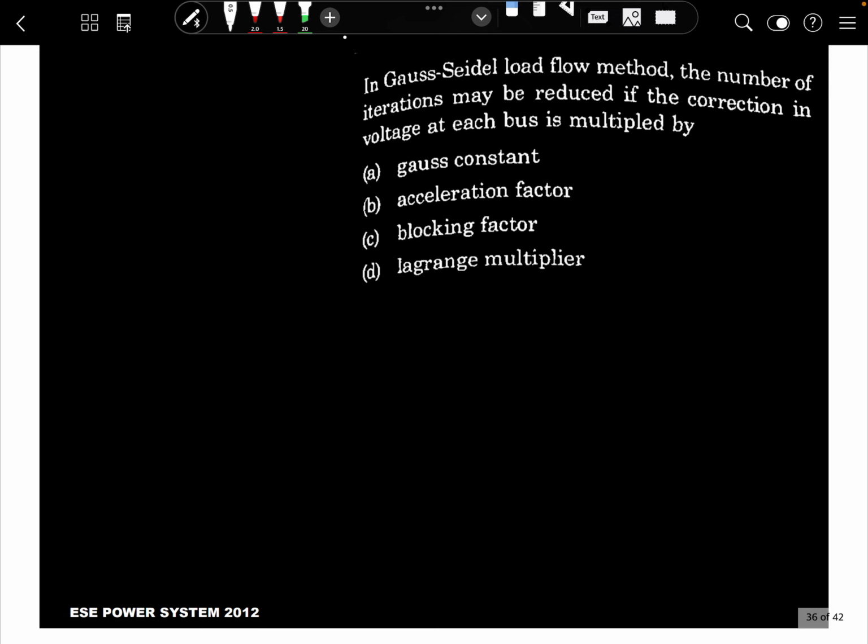Next, in the Gauss-Seidel load flow method, the number of iterations may be reduced if the correction in voltage at each bus is multiplied by.